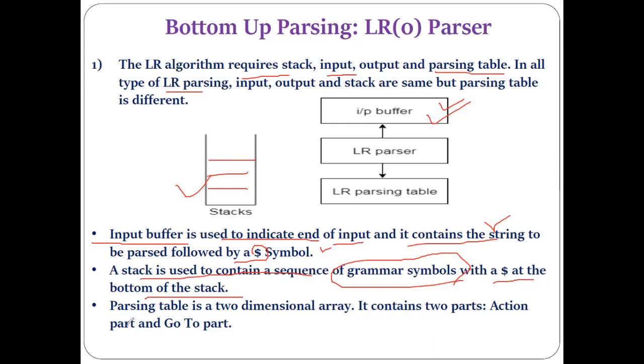Then we have to utilize the parsing table, which we will see in the example. The parsing table is a two-dimensional array, and in that parsing table we have two components: one is the action part, and the second component is the goto part. We will see that in the example. So these are the three important data structures we require: the input buffer contains the input string that the parser needs to parse; the stack contains the sequence of grammar symbols generated as the parsing process carries on; and the parsing table contains two components, the action part and the goto part.